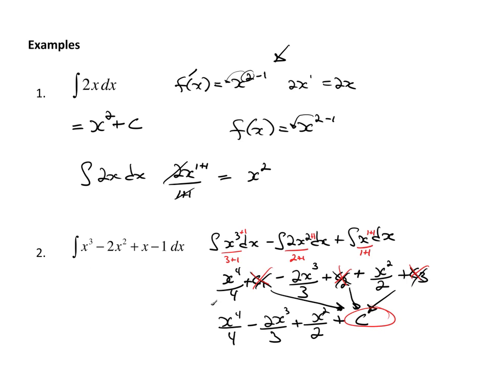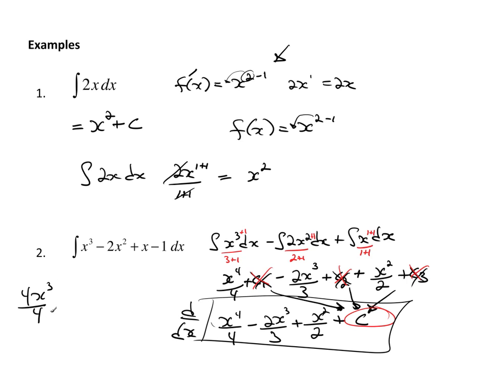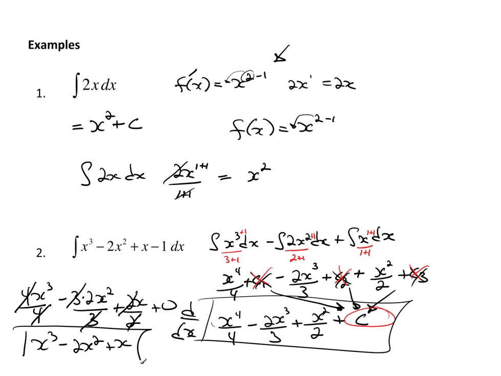Now notice if I take this function and I take the derivative of it, so d dx of this function, I'm going to have 4x cubed over 4, that cancels, minus 3 times 2x squared over 3, so the 3's cancel, plus 2x over 2, that cancels, and the derivative of the constant is 0, so I end up with x cubed minus 2x squared plus x, which is exactly what I started out with right here.